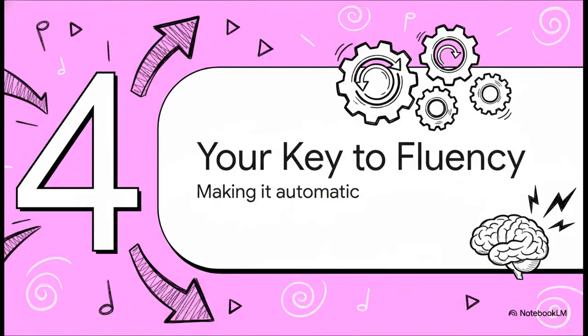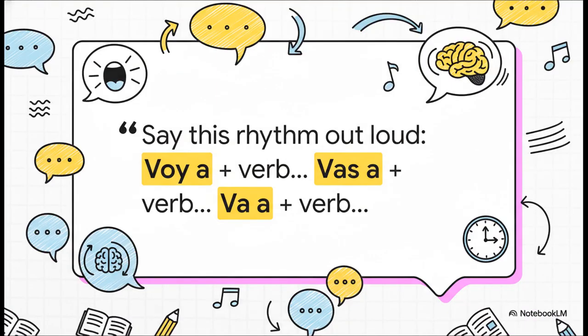Fantastic. We've covered the rules, we've practiced, we've dodged the traps, and now I want to leave you with one final thought. Because the goal isn't just to know the rule, it's to make it so automatic you don't even have to think about it. And this is how you do it. You build muscle memory. I'm not kidding. Actually say these phrases out loud. Voy a comer. Vas a estudiar. Va a trabajar. You need to feel the rhythm of it. After a while, it just becomes second nature. It starts to feel right.